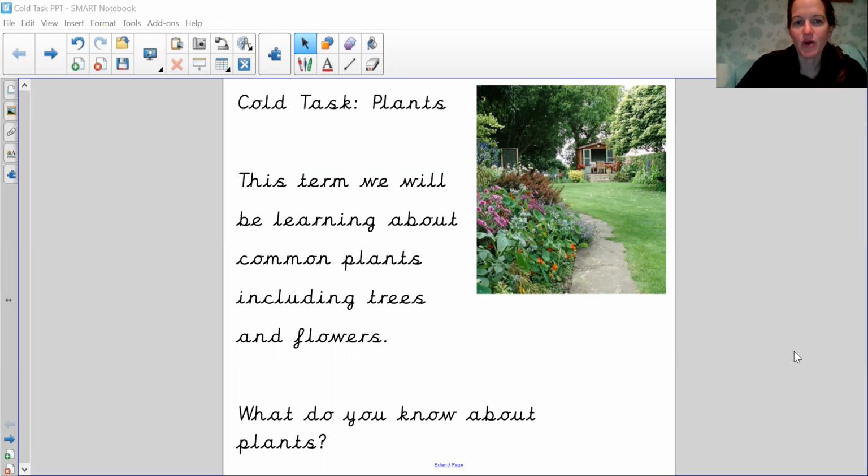This term we'll be learning about common plants, including different trees and flowers. So what do you already know about plants? Have a think. Tell someone in your house, what do you know about plants? Once you've shared, you can move on to the next slide.